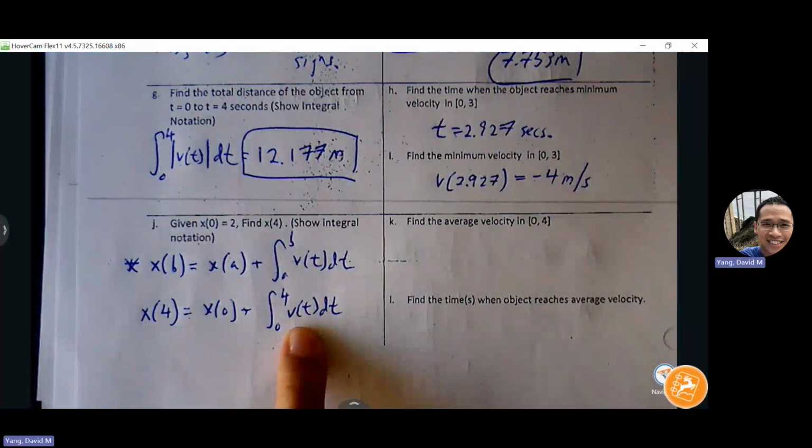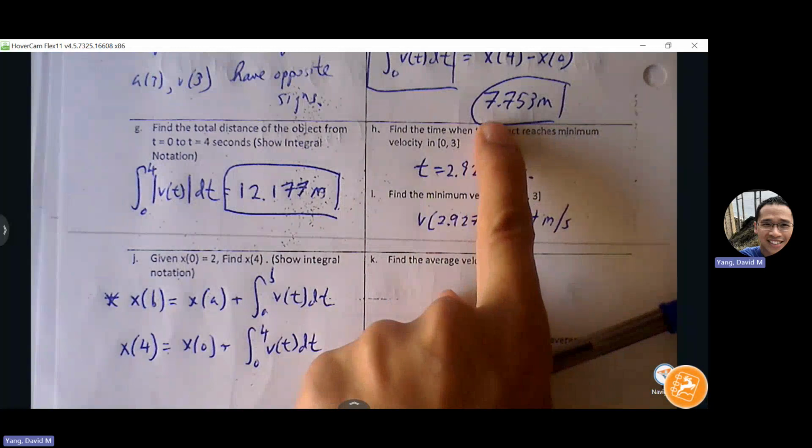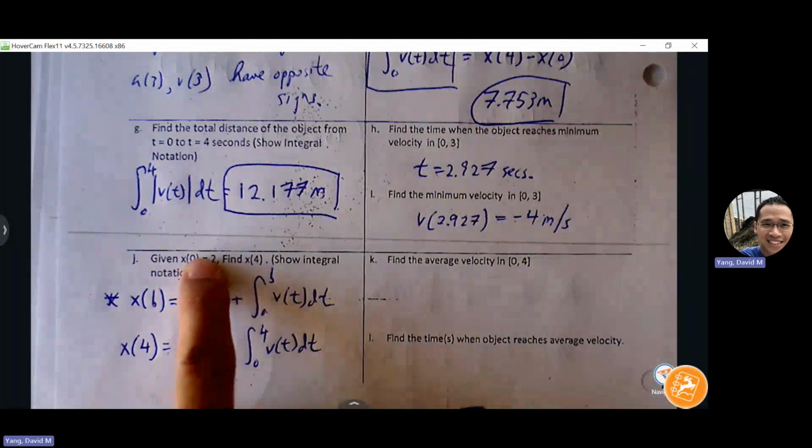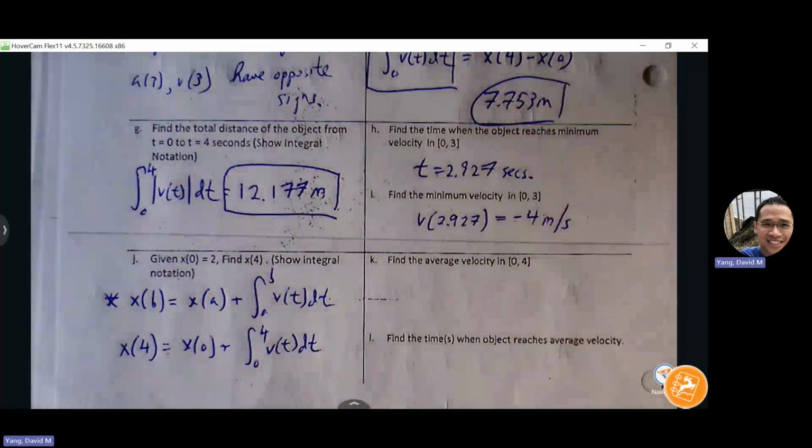Okay, this is a calculator entry, but we already found this, right? We already know the displacement in those 4 seconds is 7.753. So if we're starting at location 2, and we move to the right 7.753, we're going to end up at position 9.753.